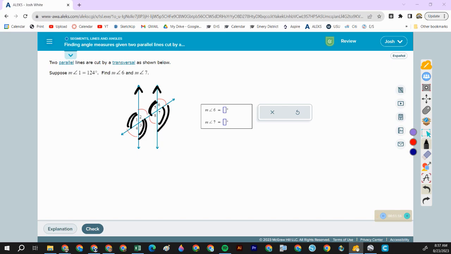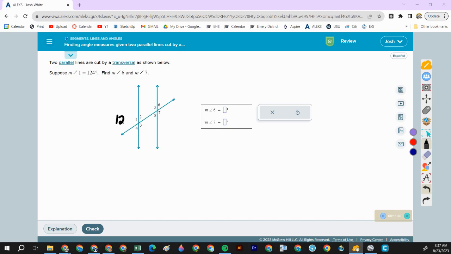What guarantees that that's true? The fact that the lines are parallel. So if the lines are parallel, then the left side angles and the right side angles that match up are the same size. What if the lines are not parallel? Then the angles aren't going to match. Okay? So this all depends on the lines being parallel.